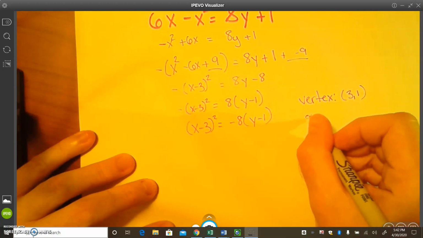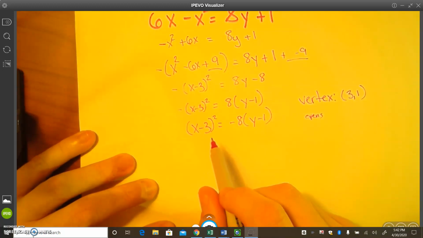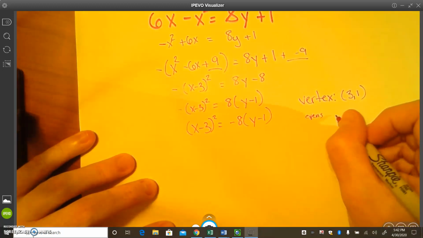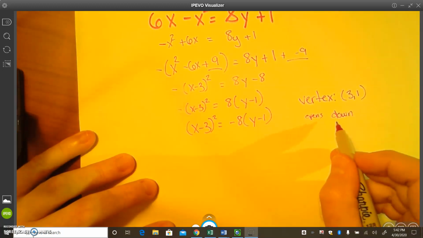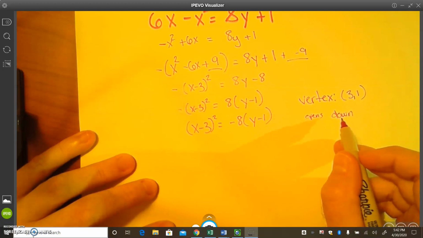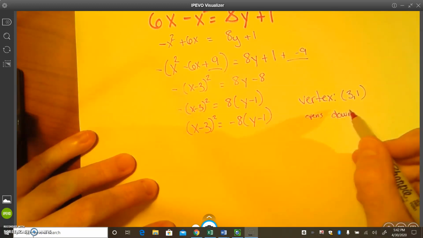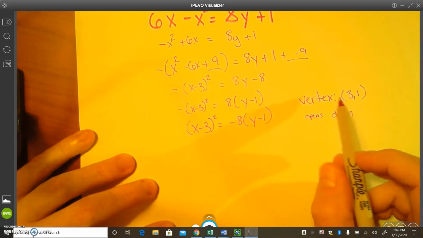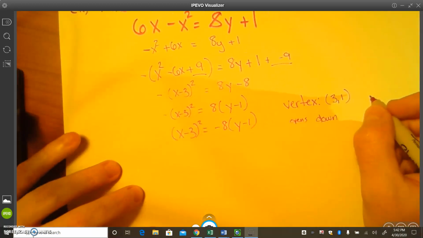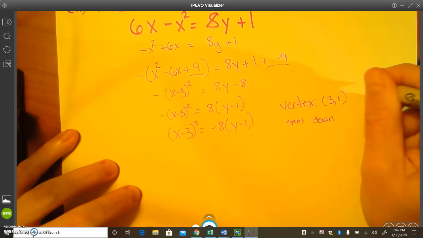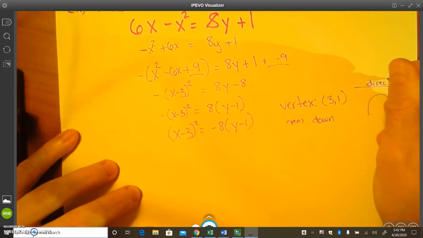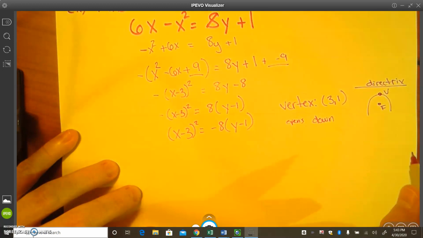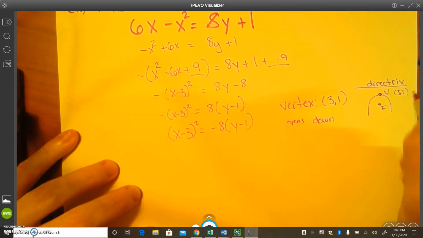Now I didn't ask, but we can now say not only does it open vertically, it's going to specifically open downward, which is good to know because that tells me when I figure out my value p, my focus should be below my vertex, and the directrix should be above my vertex. It's going to take the shape of directrix, vertex, focus, in that order.